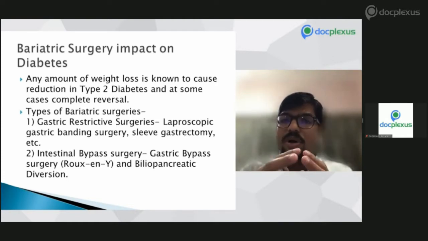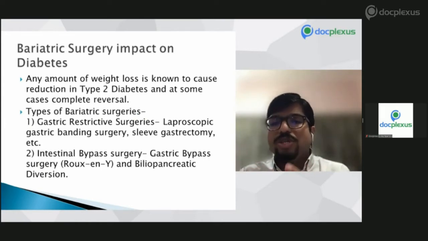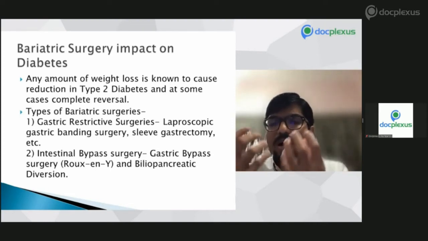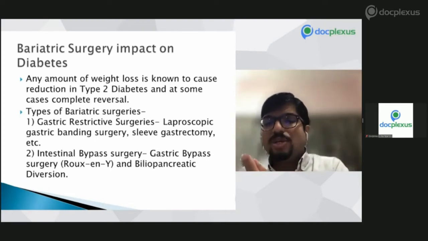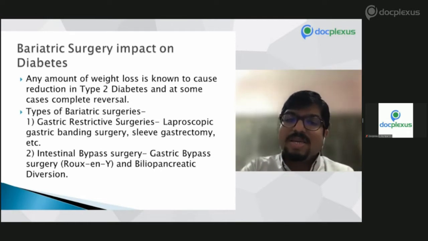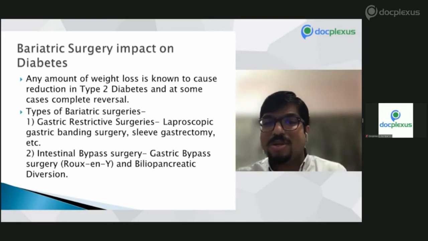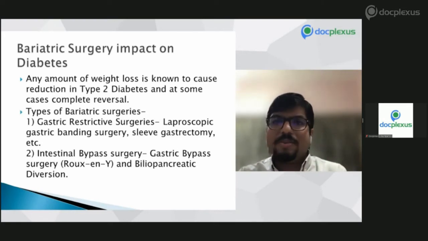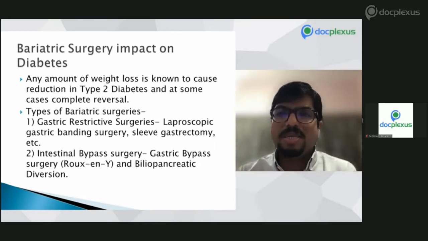So one of the many options of treatment, the most common, is weight loss, diet restriction, exercising, and eventually the medication, which is your OHAs, and insulin therapy, and then there's a surgical option. So let's look at that in a better limelight today. Bariatric surgery and its impact on diabetes.